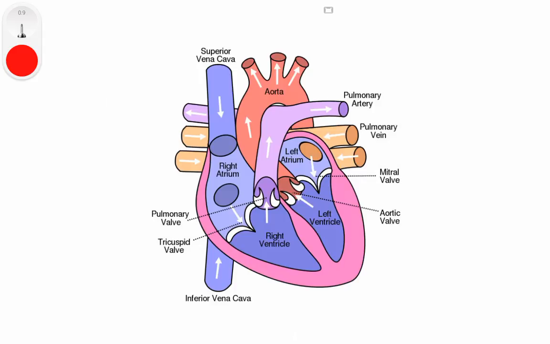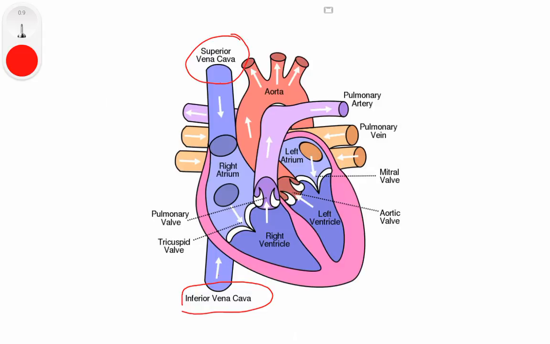Now we're looking at an illustration of the heart with different parts labeled. I'm going to explain the different parts labeled here and what they do. We'll start with these two, the inferior vena cava and the superior vena cava. The superior vena cava takes blood from the upper part of the body and brings it to the heart. The inferior vena cava brings blood from the lower part of the body to the heart. They are both veins.